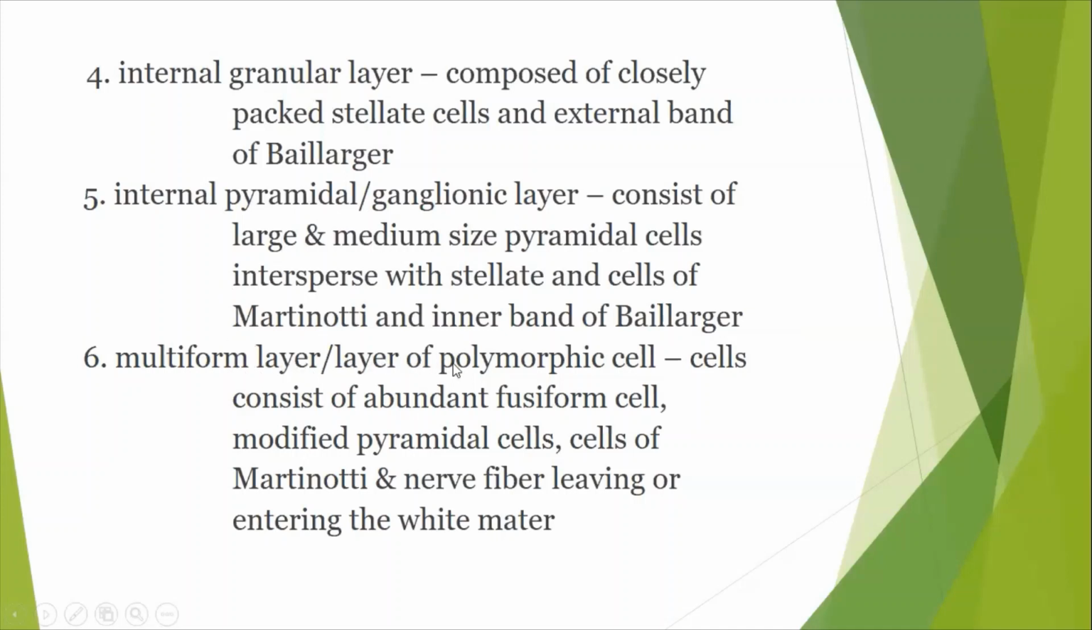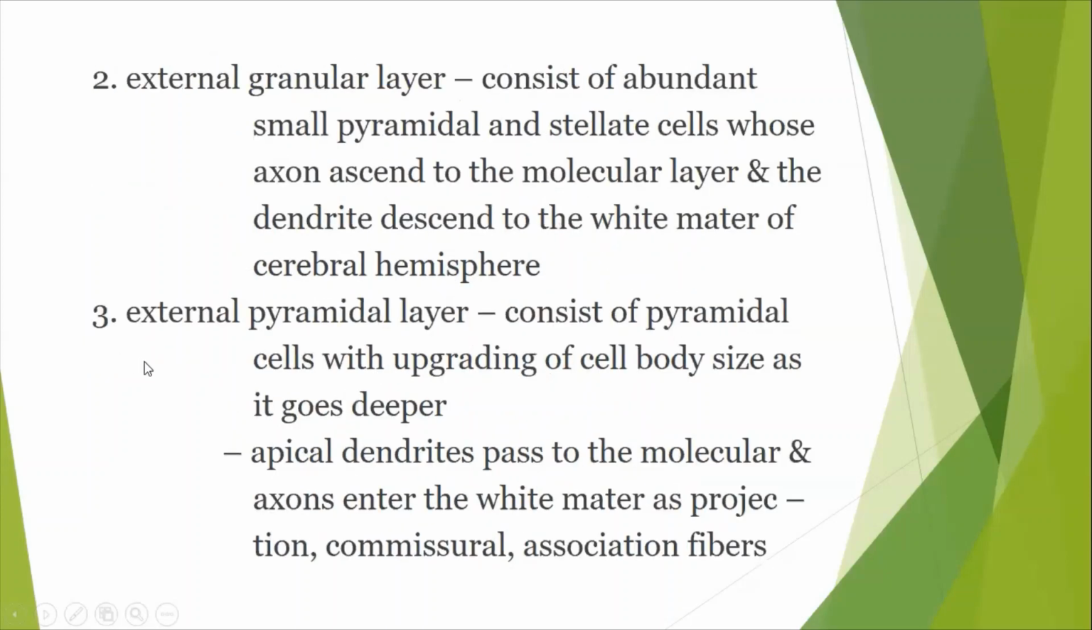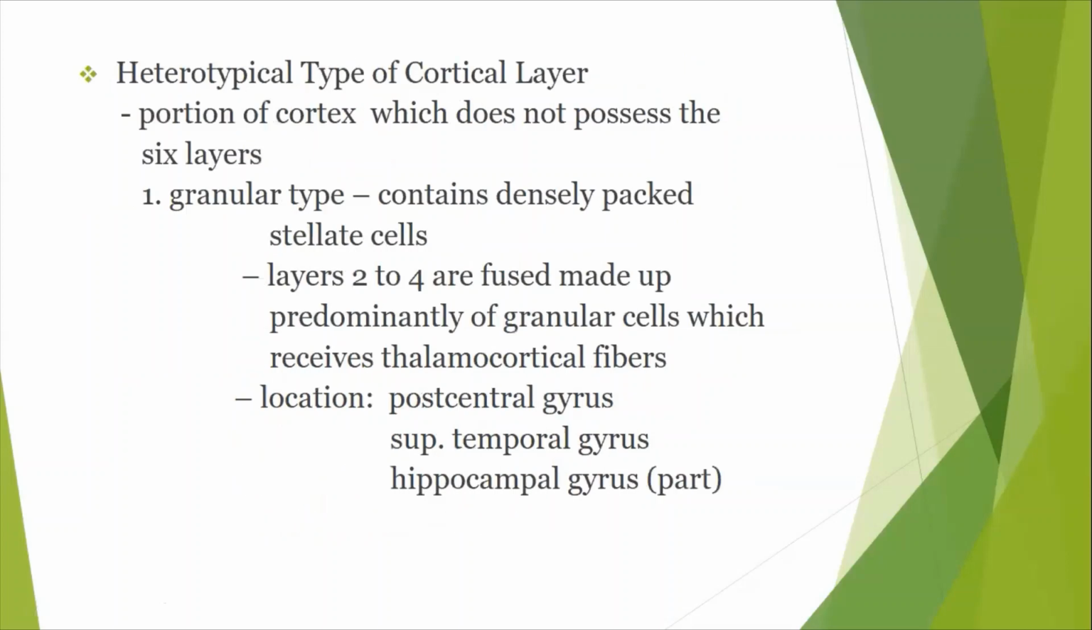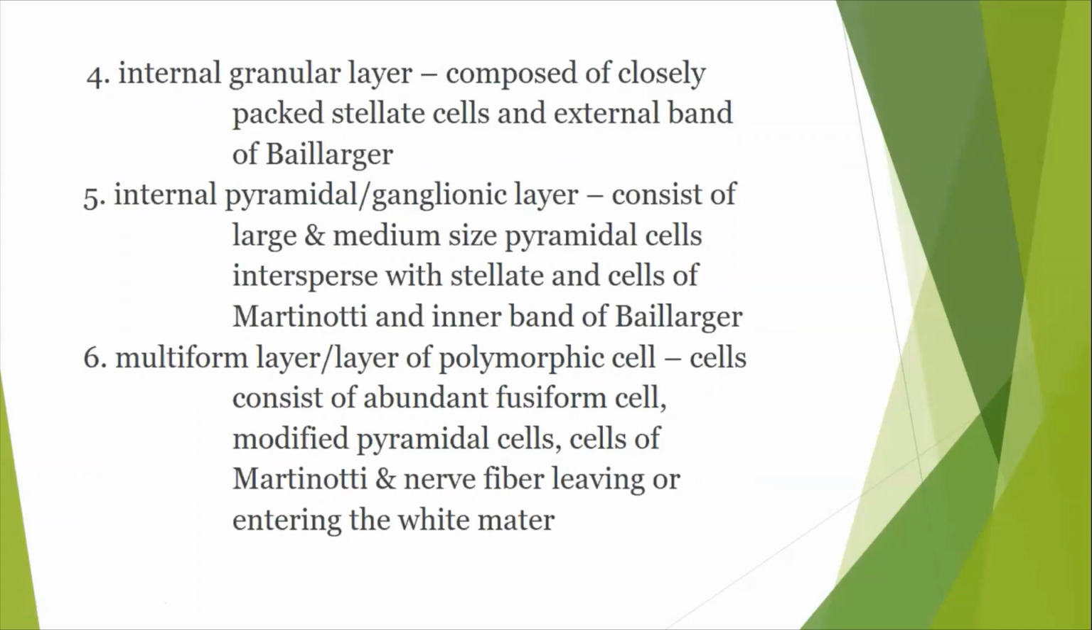The multiform layer, or layer of polymorphic cells, consists of abundant fusiform cells, modified pyramidal cells, and cells of Martinotti, and nerve fibers leaving or entering the white matter. So you have to remember the multiform layer is the innermost layer. Most of the nerve fibers will enter the white matter because this is nearer the white matter.